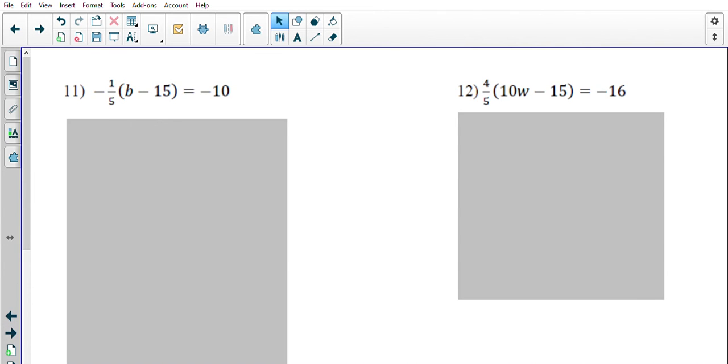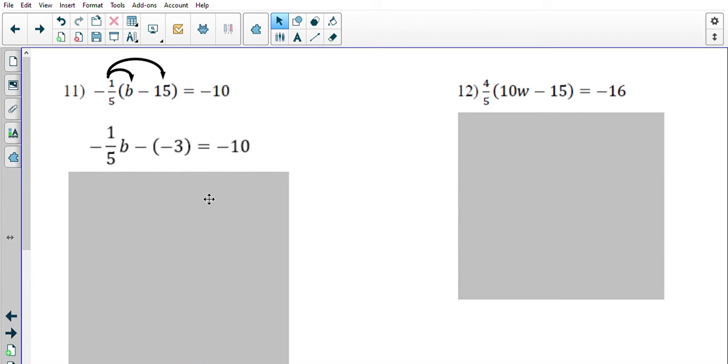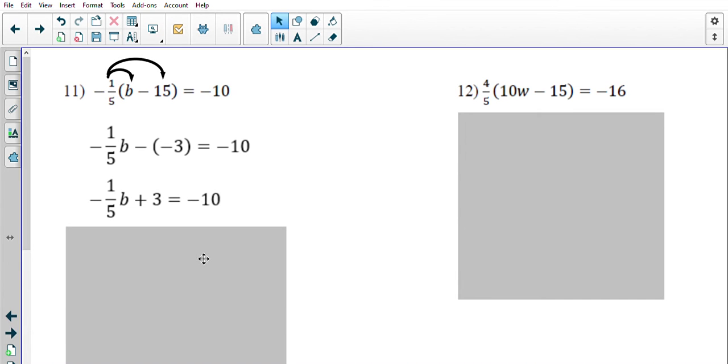Number 11, let's distribute this negative 1/5 into the parentheses. So we've got negative 1/5 times b minus negative 1/5 times 15. So that'll be negative 1/5 b minus negative 3. Now I would rewrite that as negative 1/5 b plus 3.